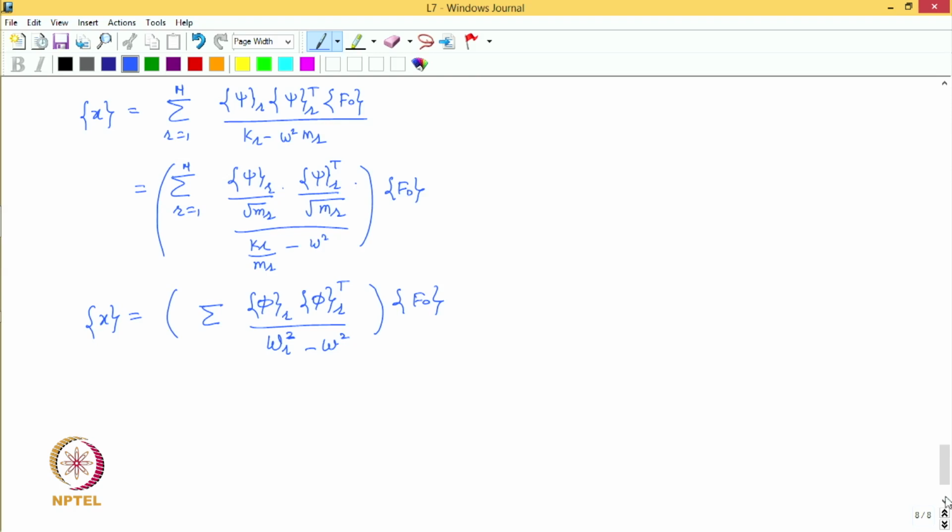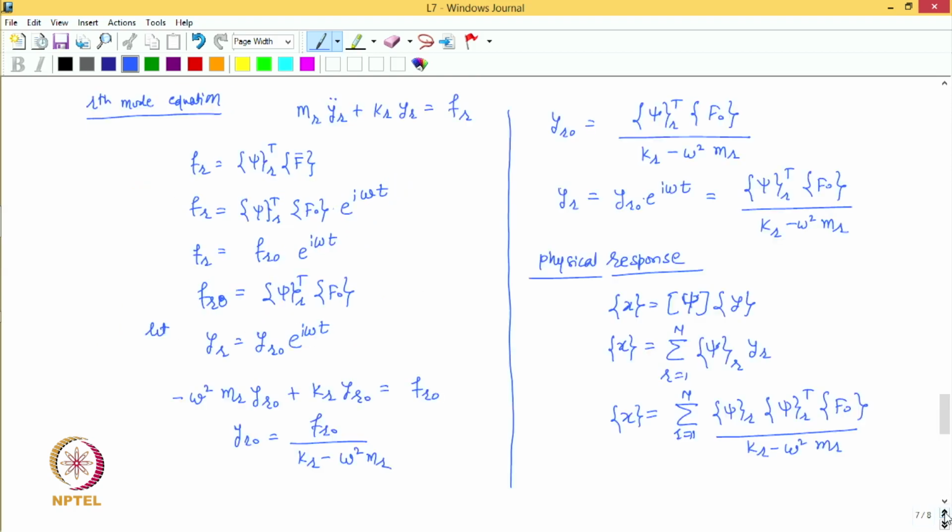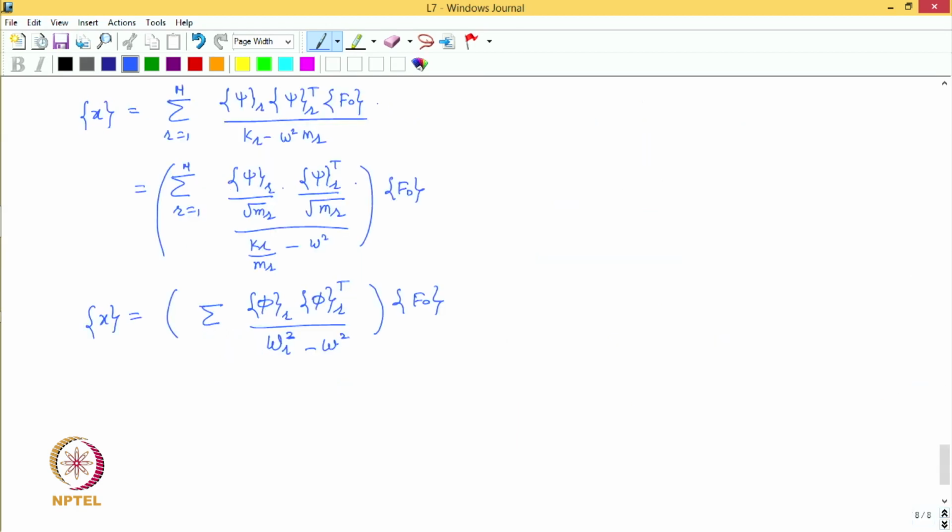Let us go back to the previous page. Here I think we have missed the e to the power i omega t term, because when we made the substitution for y r, we just substituted y r naught, but we missed e to the power i omega t. Therefore, we will have e to the power i omega t here.